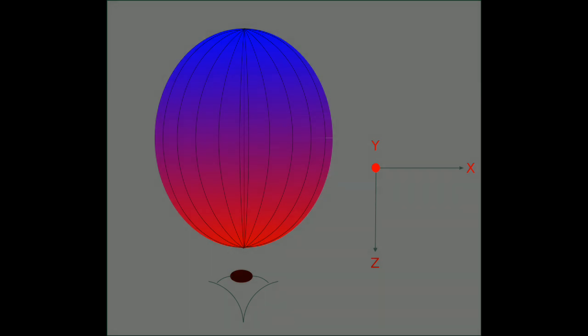Lorentz contraction is that contraction that occurs in an object in the direction of travel when that object is travelling at a high percentage of the speed of light.